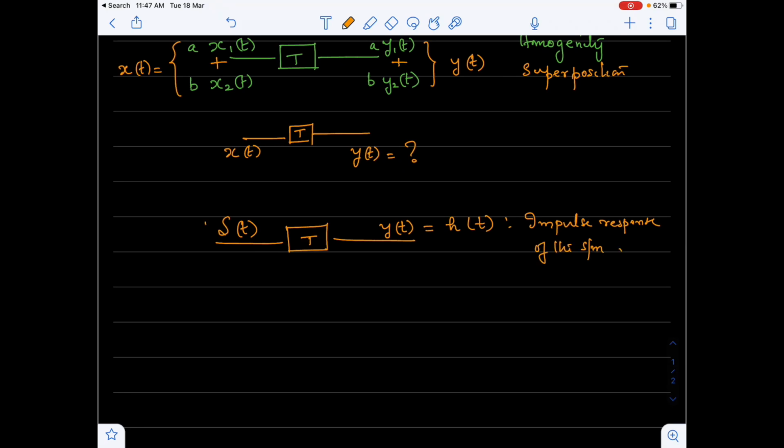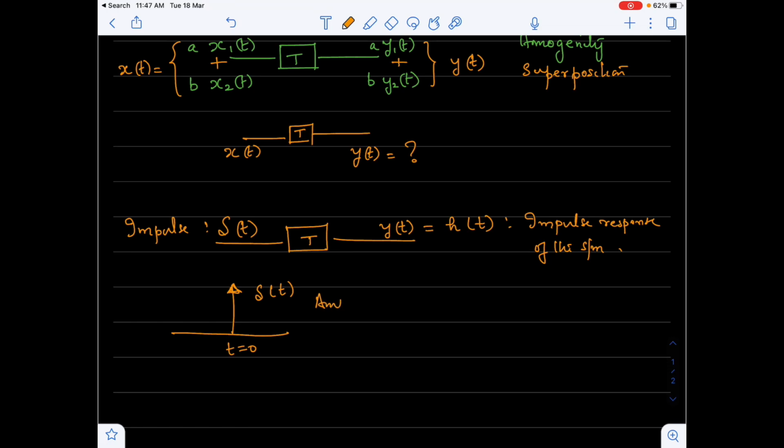And what is this impulse? This input is the impulse signal. This is the impulse signal which is defined at time t equal to 0, and we will call it delta of t. And what is the amplitude of the impulse signal? You see that there is an arrow here.